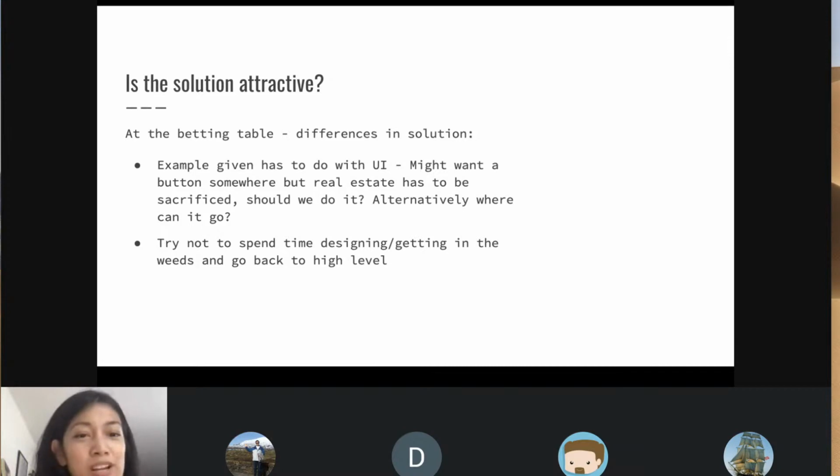And this is where it gets into the weeds a little bit. When you're planning, the process is to try not to spend too much time designing and getting into the weeds, and go back to high level. What do you call those? The drawings? I forgot the term they use. The fat marker drawings are like, something board. What, the breadboard? Breadboards? Yeah.